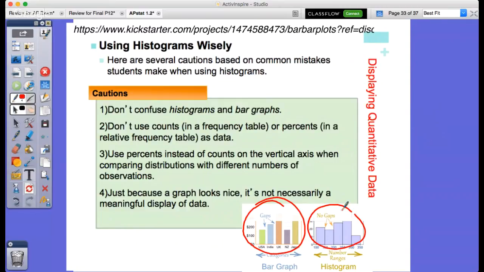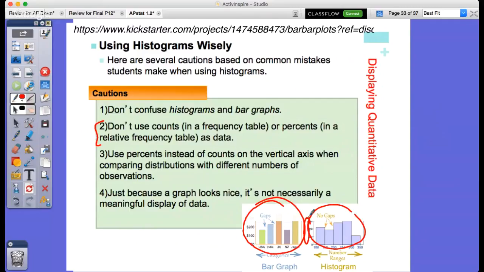I want to make sure I don't use counts or percents in a relative as data. Not sure what I meant by that, but I think what I'm saying is just make sure you label it. Over here on this side, if I'm trying to label what I'm finding and what this means, make sure that if I'm talking about relative frequency, I label that accordingly.